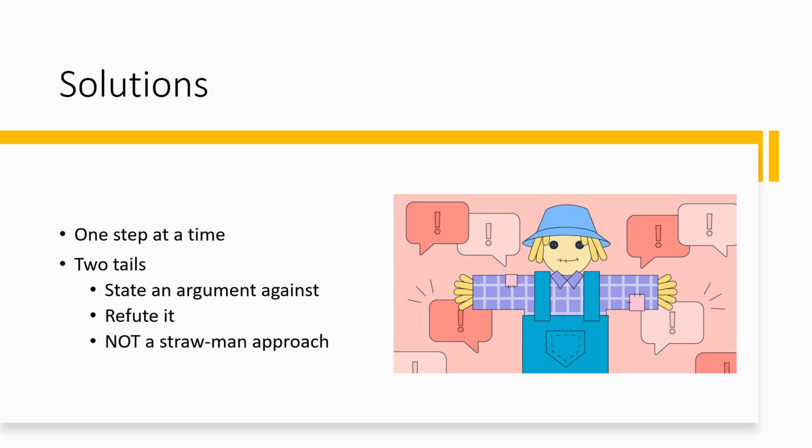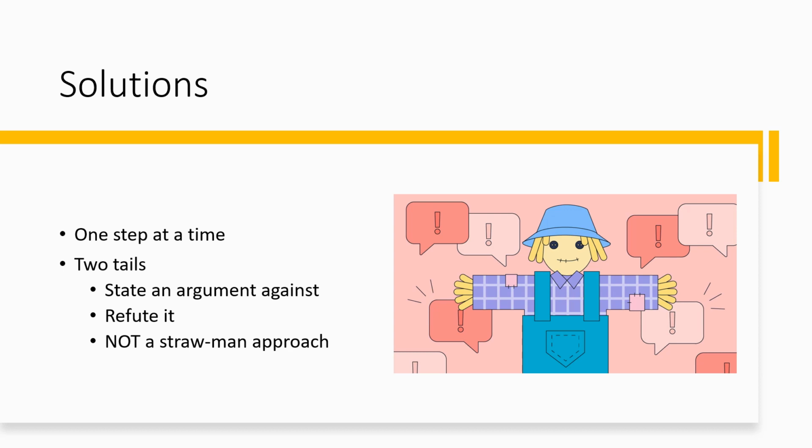Another approach is what is referred to in public speaking as the two tails approach. So you take a reasonable argument against the position that you want to convince people of, and then you refute it. What this is not is the straw man approach. The straw man approach, you see this in politics all the time. The straw man approach is you misstate the objections to the position you're taking.